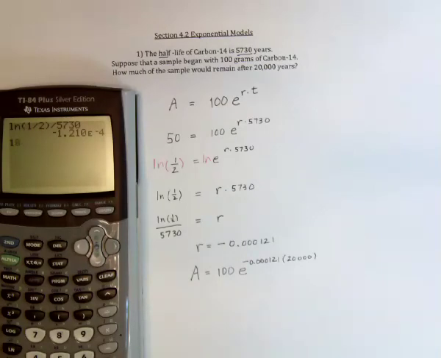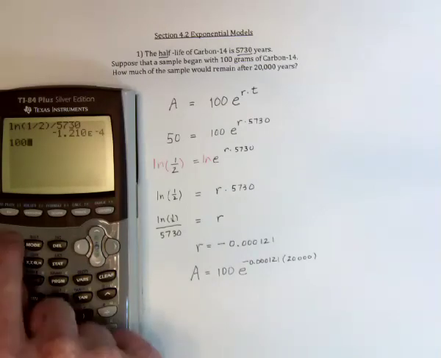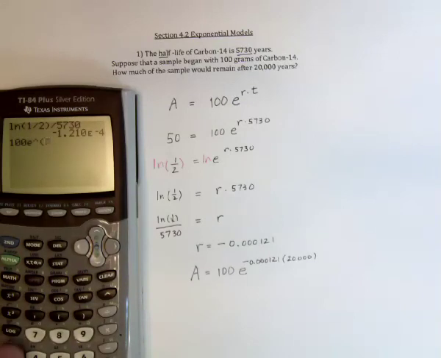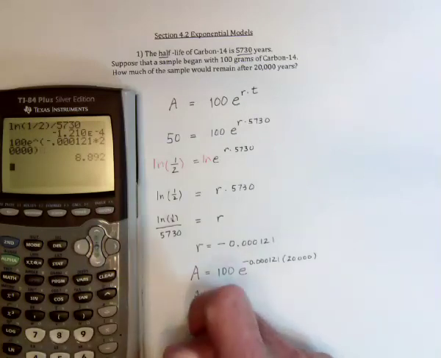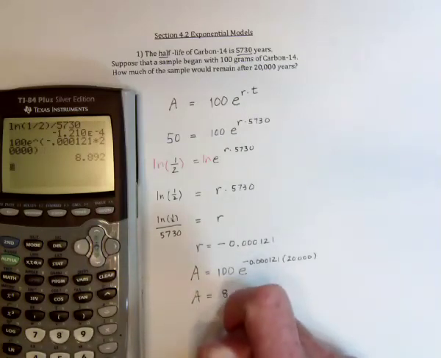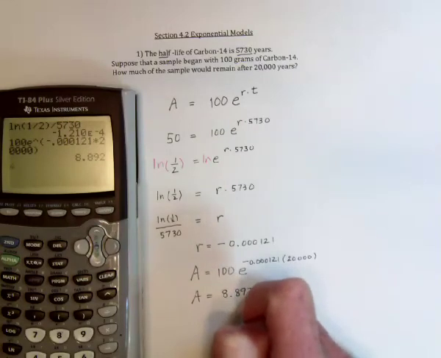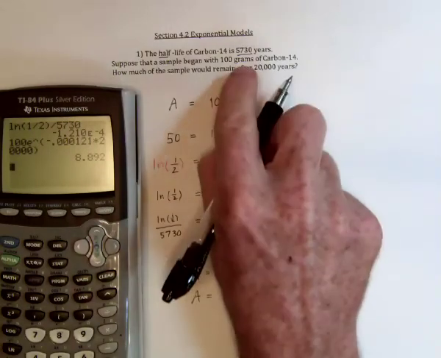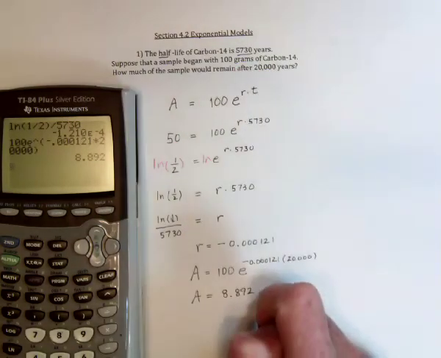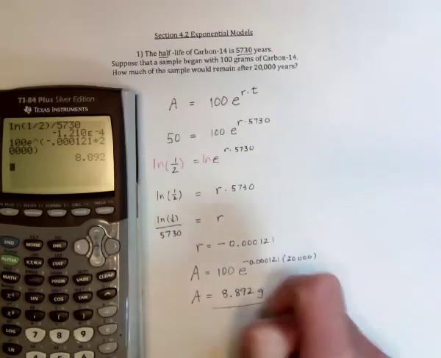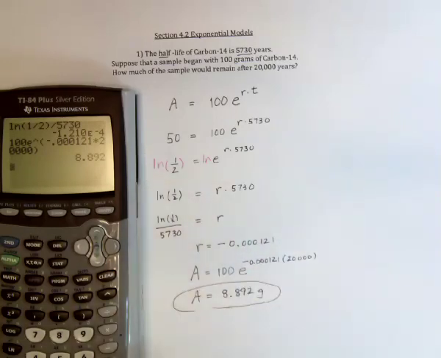So the original 100 and then e to the negative 0.000121 times 20,000, and the amount that's left is only 8.892, and the units are grams. So there's a little less than 9 grams left out of the 100.